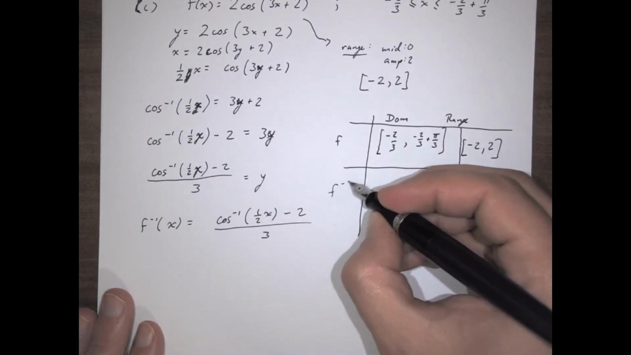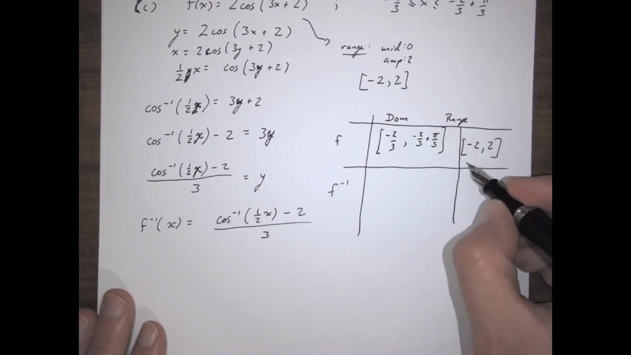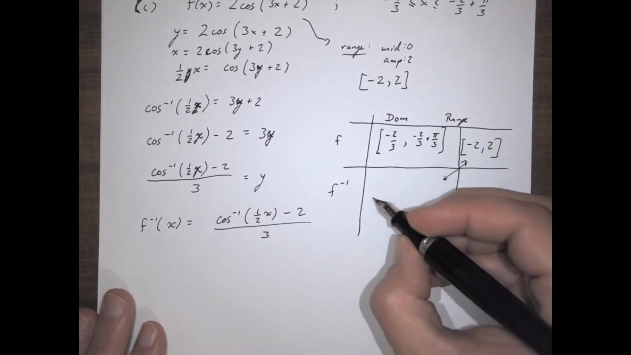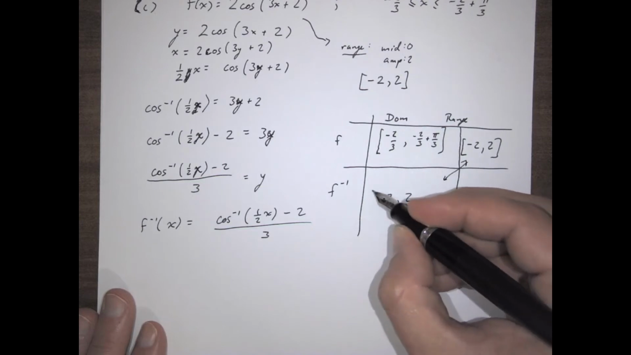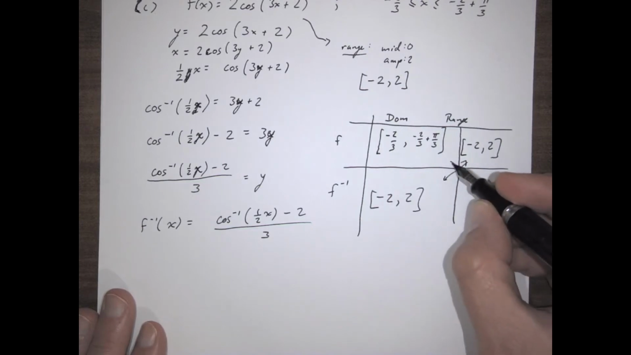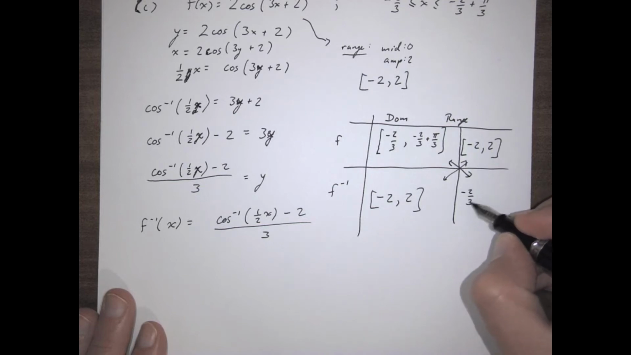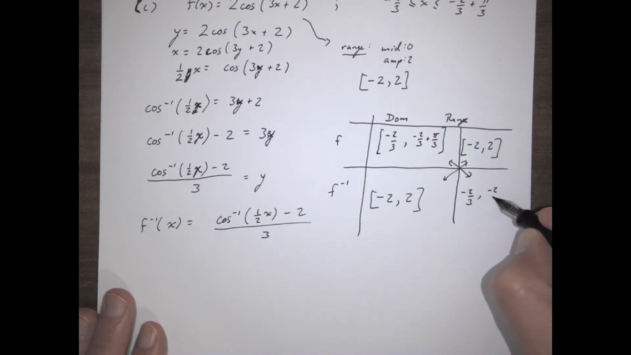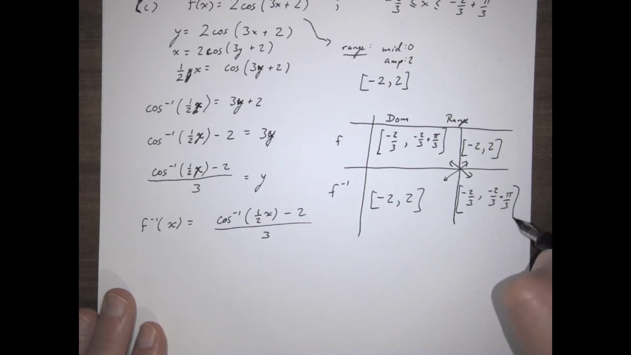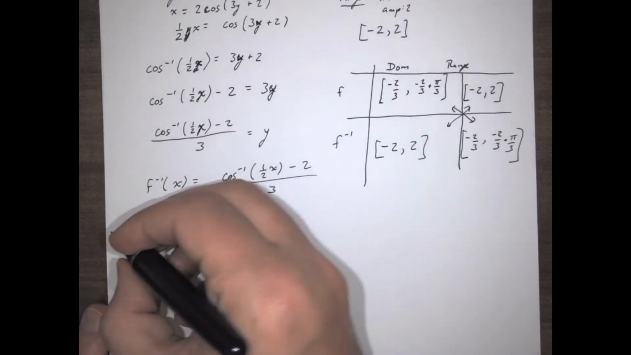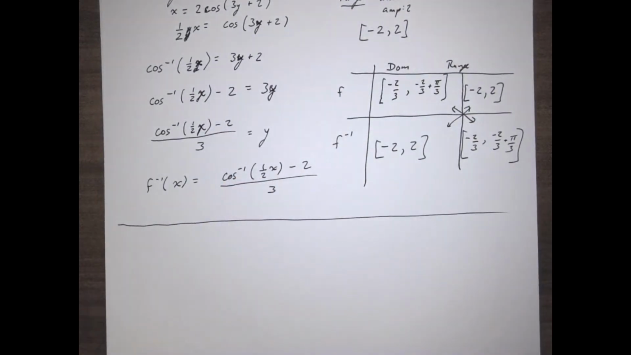On the other hand, when we're talking about the inverse function, these are just switched, and this becomes -2 to 2, and these become -2/3 to -2/3 plus pi over 3. Alright, and that concludes section 6.1. The next section we'll be building off of this foundation to introduce a little bit more in the way of the inverse trig functions.